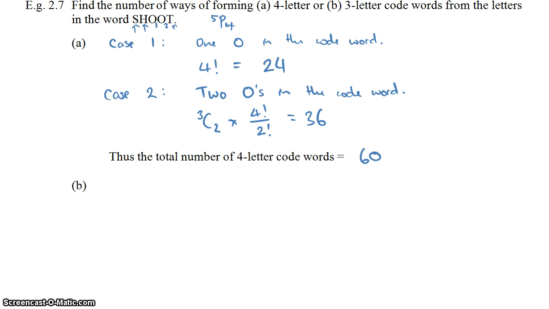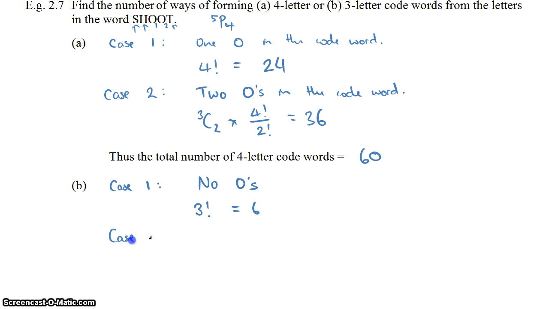What about the second question? A 3-letter code word from the letters S, H, O, O, and T. Well, again, we split this up into cases. Case 1, no O's. So it's possible that I have no O's in my word. Well, then I must have S, H, and T, and that means I have 3 factorial ways of arranging those 3 letters, and that is 6.